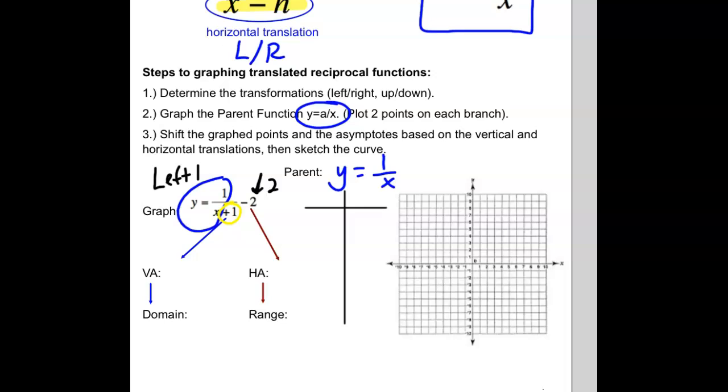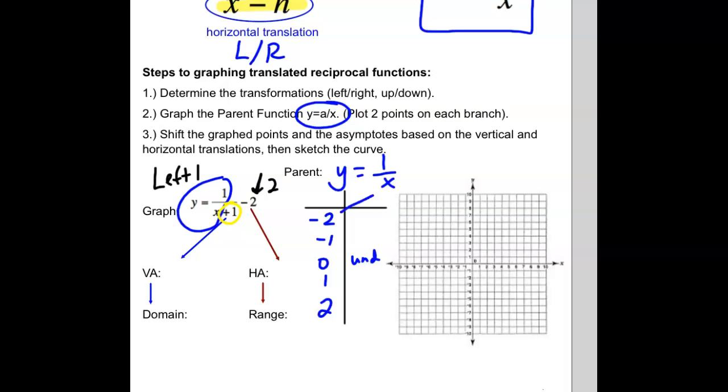So let's pick a few points. Again, we only need 2 in each branch. So let's say we use negative 2, negative 1, and positive 1, positive 2. Remember, plugging a 0 in is going to give us an undefined y value. So that's where our asymptote is.